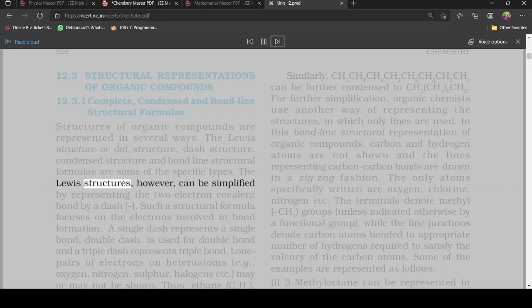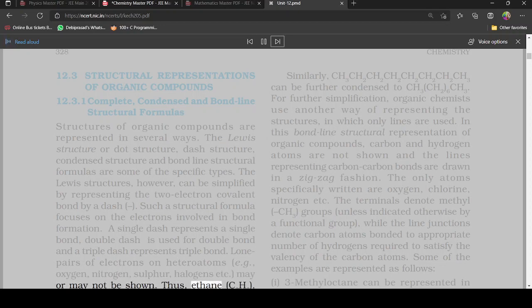The Lewis structures, however, can be simplified by representing the two-electron covalent bond by a dash. Such a structural formula focuses on the electrons involved in bond formation. A single dash represents a single bond, a double dash is used for a double bond, and a triple dash represents a triple bond. Lone pairs of electrons on heteroatoms, for example oxygen, nitrogen, sulfur, halogens, etc., may or may not be shown.